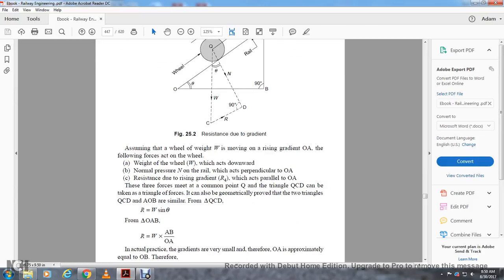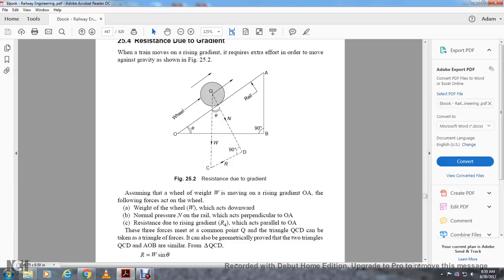Assuming that the wheel of weight W is moving on the rising gradient OA, the following forces act on the wheel: the weight of the wheel W, the normal pressure with the rail perpendicular to OA, and the resistance due to the rise of the gradient R4, with the axis parallel to OA. The three forces meet at the common point Q, forming the triangle QCD.